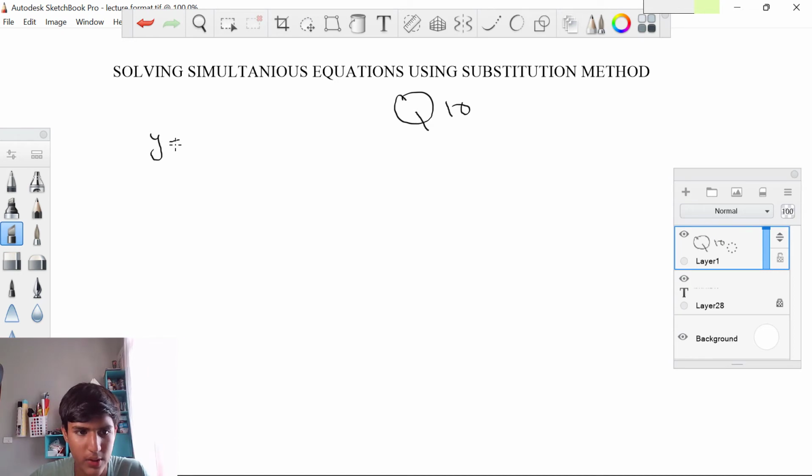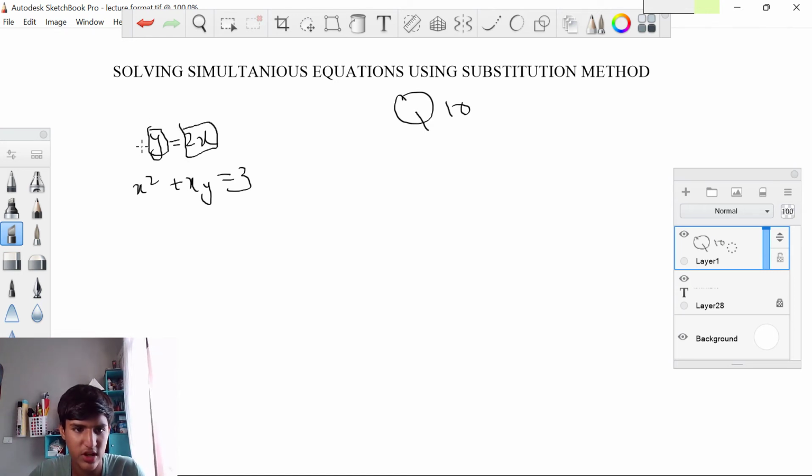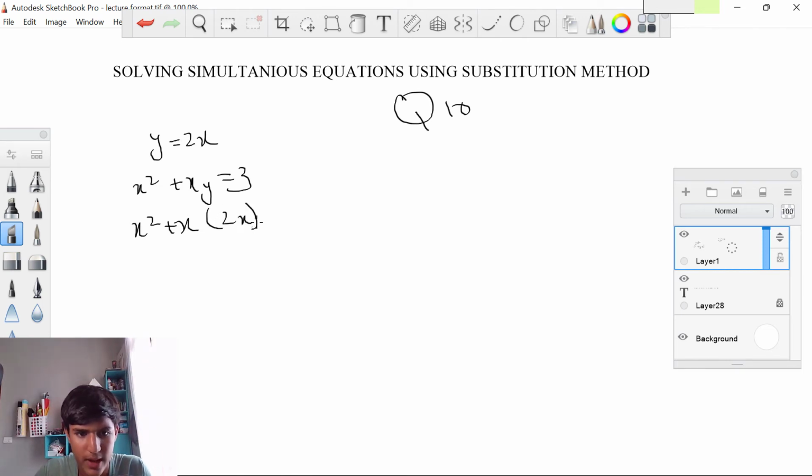So the question is y is equal to 2x and x squared plus xy is equal to 3. So it's already ready made that 2x is equal to y. Y is already made the subject, so we're going to put the value of 2x in the place of y in the other equation. x squared plus x, in place of y we have 2x, is equal to 3. x squared plus 2x squared is equal to 3.